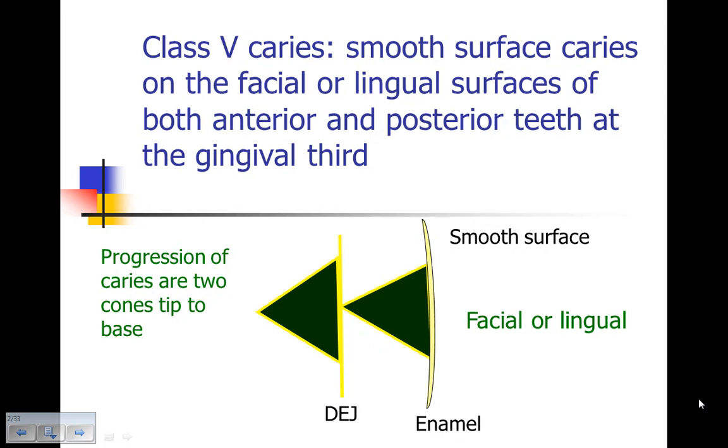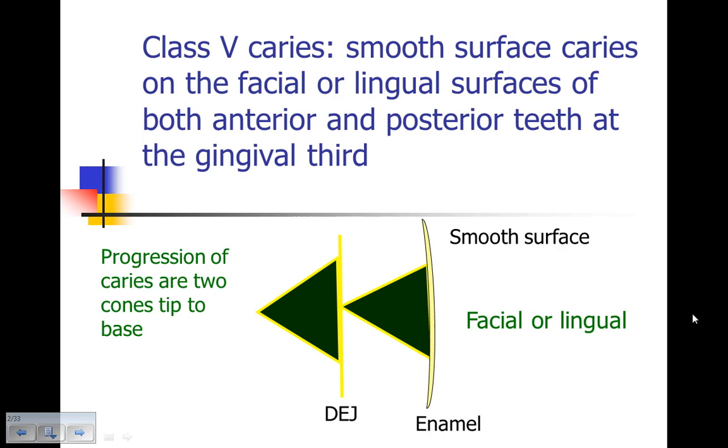The definition for Class V carious lesions are smooth surface caries on the facial and lingual surfaces of both anterior and posterior teeth at the gingival third. Caries is characterized on the facial surface as being a broad base of a triangle, then extending and becoming narrow to a tip of the triangle at the DEJ.